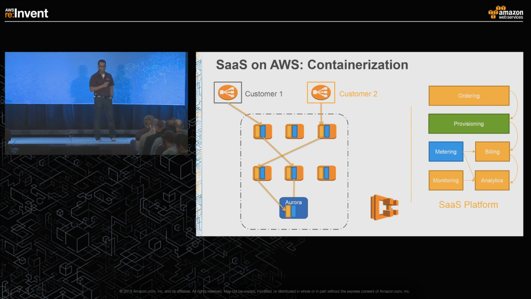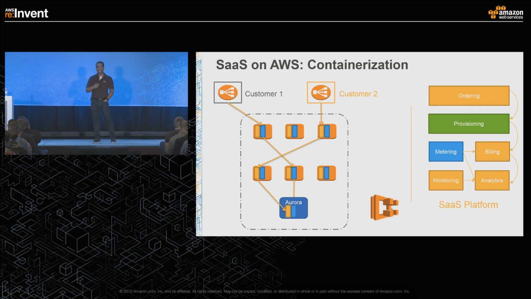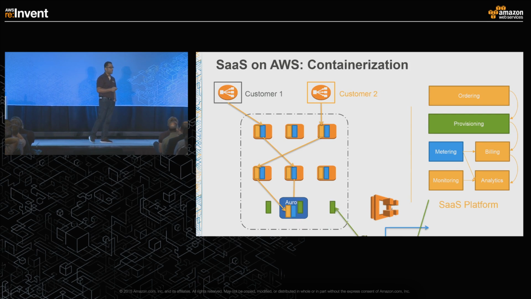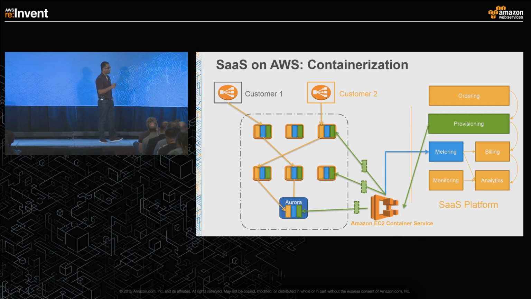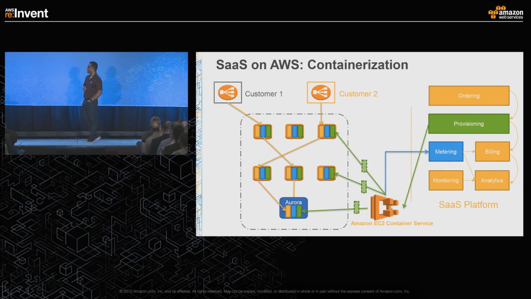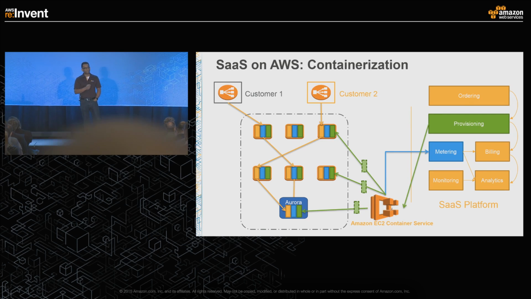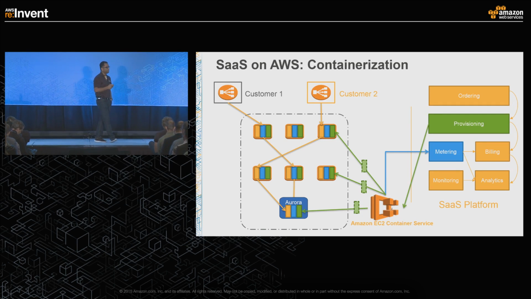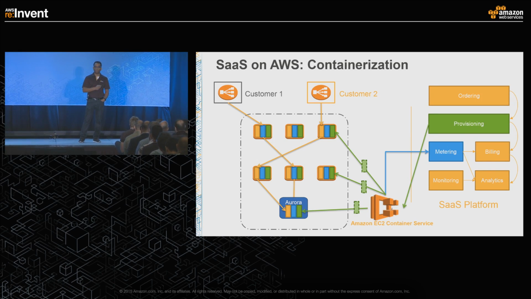In this example, we have two customers. Customer 1 is dedicated the blue containers, and customer 2 has access to all of the yellow containers. If you want to add another customer or add more capacity for existing customers, we can simply coordinate that with the EC2 container service. So the advantage to this option is greater utilization and less infrastructure sprawl.